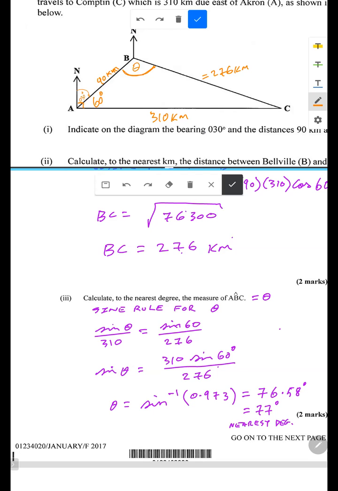77 degrees. So let's put it on the diagram up here. So this now is 77 degrees in case we need it. All right, so let's continue now.